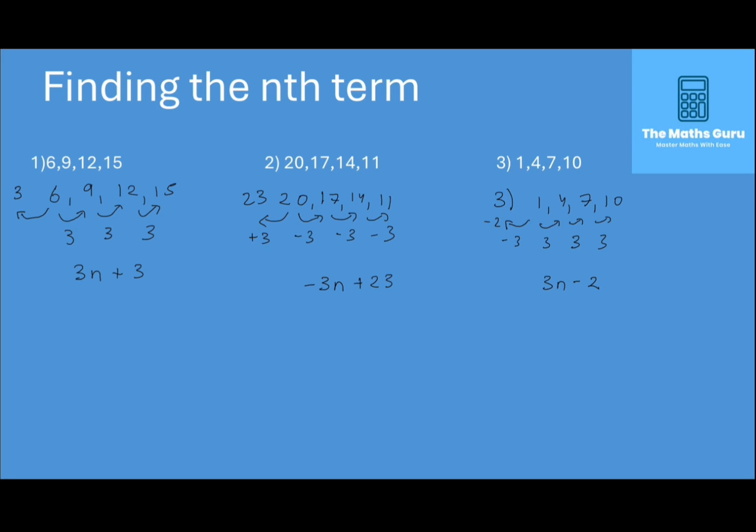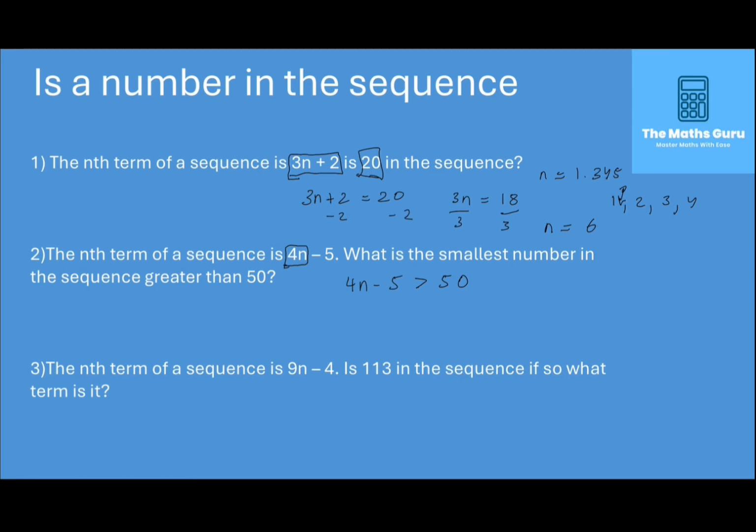page here, we can see that when it's a positive difference, as we were going from 6 to 9, from 9 to 12, that our n was positive. But in this case, number 2, it was negative because each term was decreasing from term to term. So we know that this is an increasing sequence, which means that the numbers are getting larger.